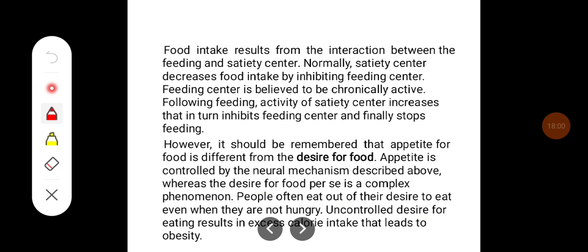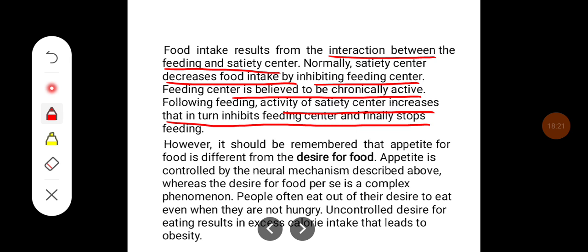Food intake results from interaction between the feeding and satiety center. Normally, the satiety center decreases the food intake by inhibiting the feeding center. Feeding center is believed to be chronically active. Following feeding, activity of satiety center increases, that in turn inhibits feeding center and finally stops feeding. However, it should be remembered that appetite for food is different from desire for food.